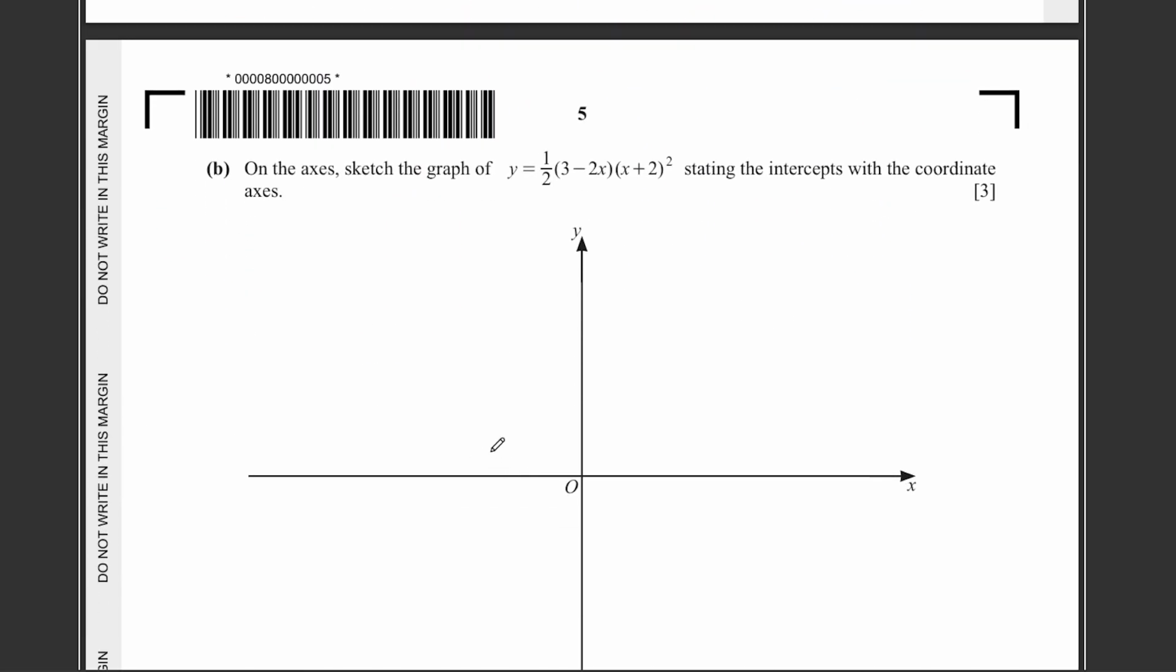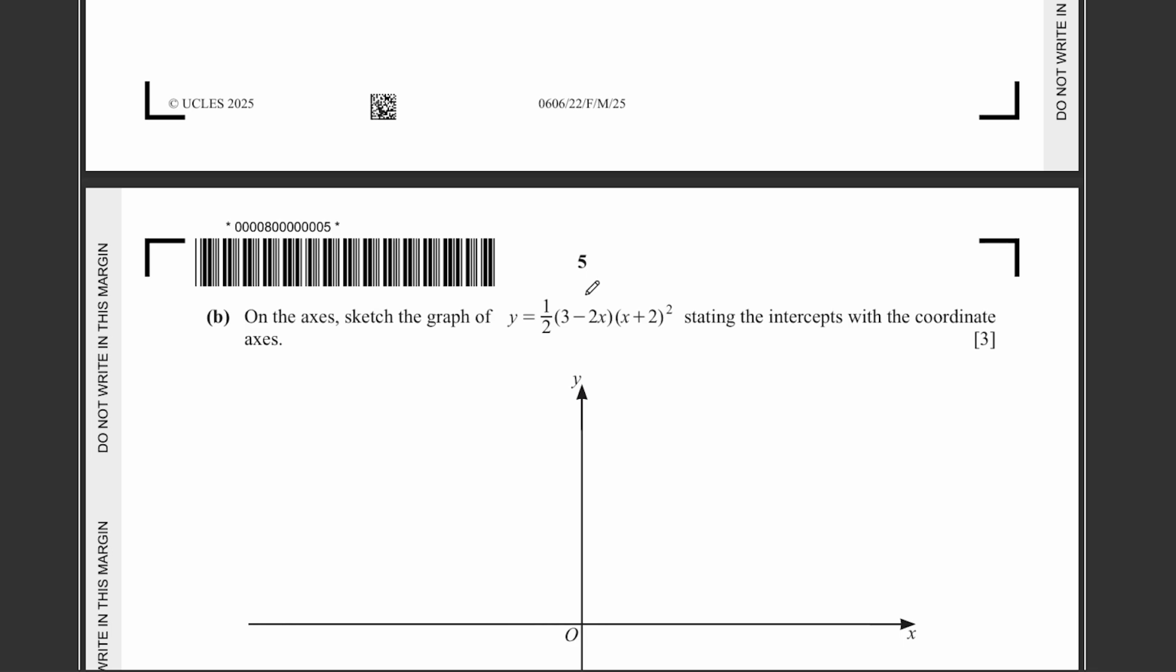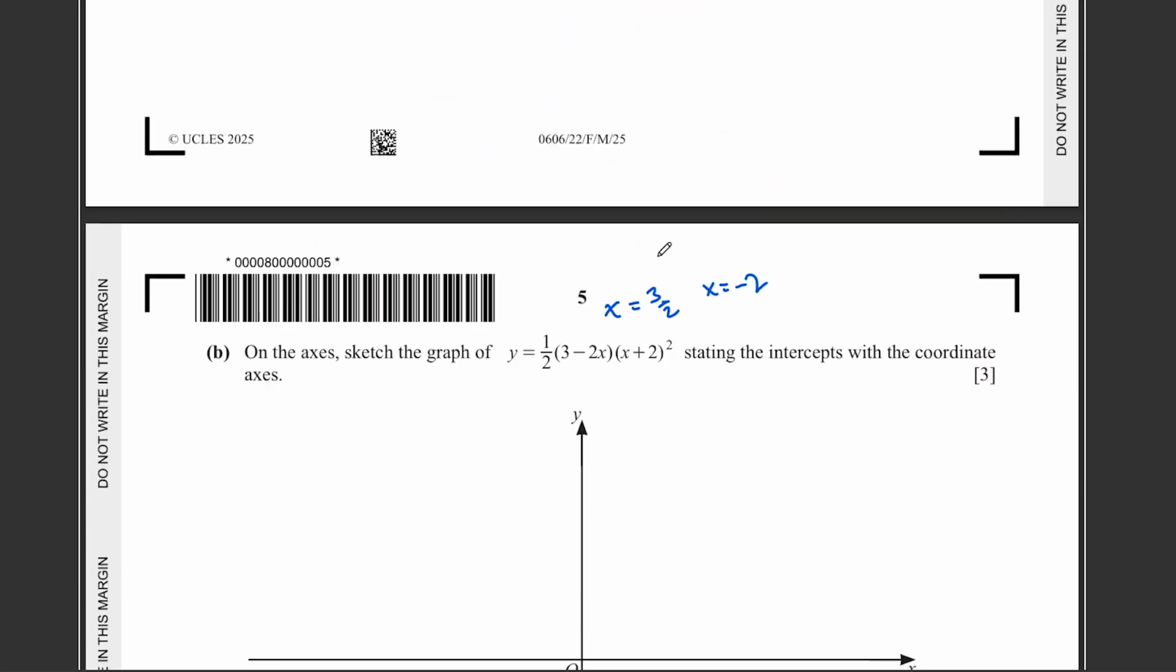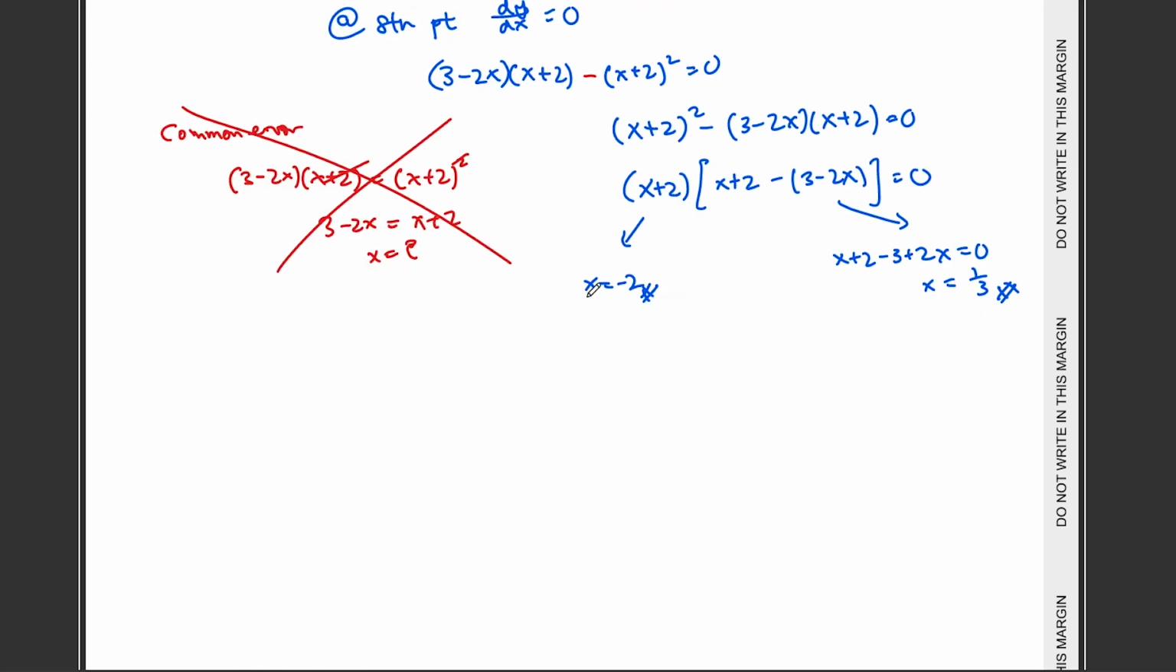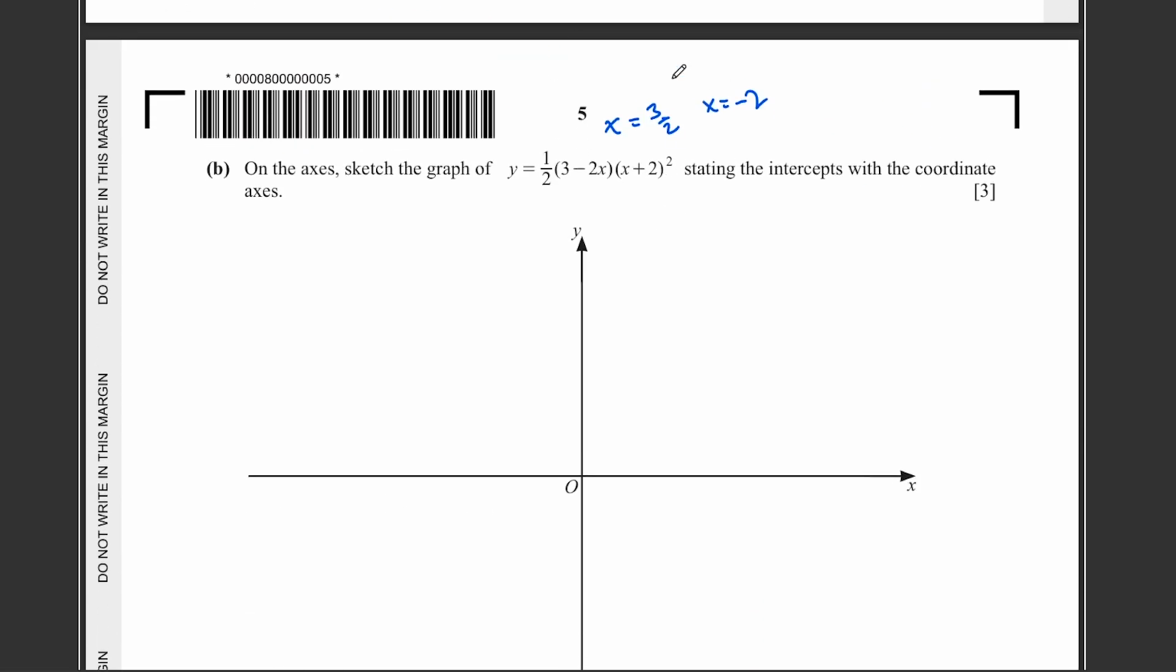Right? So, now part B, we want to use the result from part A to sketch this graph, stating the intercepts with the coordinate axis. With your knowledge of polynomials, you know that the x-intercepts will be 3 over 2 and negative 2. You also know that there will be turning points at negative 2 and 1 over 3. So let's keep that in mind first.